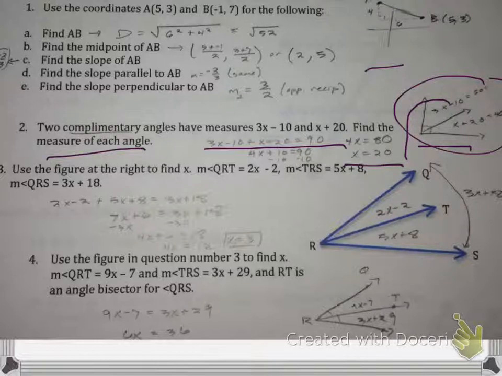Number three is I have two angles. You have to look at the QRT, traces out one angle, TRS traces out another, and it gives you an expression for each you see over to the right. I'm going to take those out of there. But you have then a third. The whole angle is 3x plus 18. That's QRS if you trace that out.